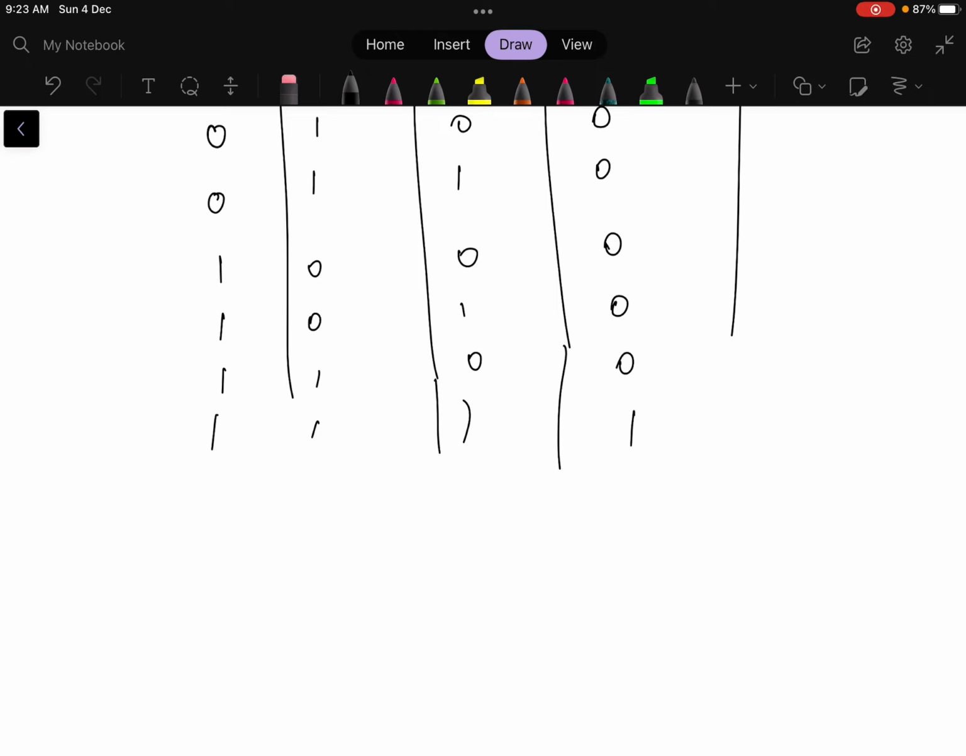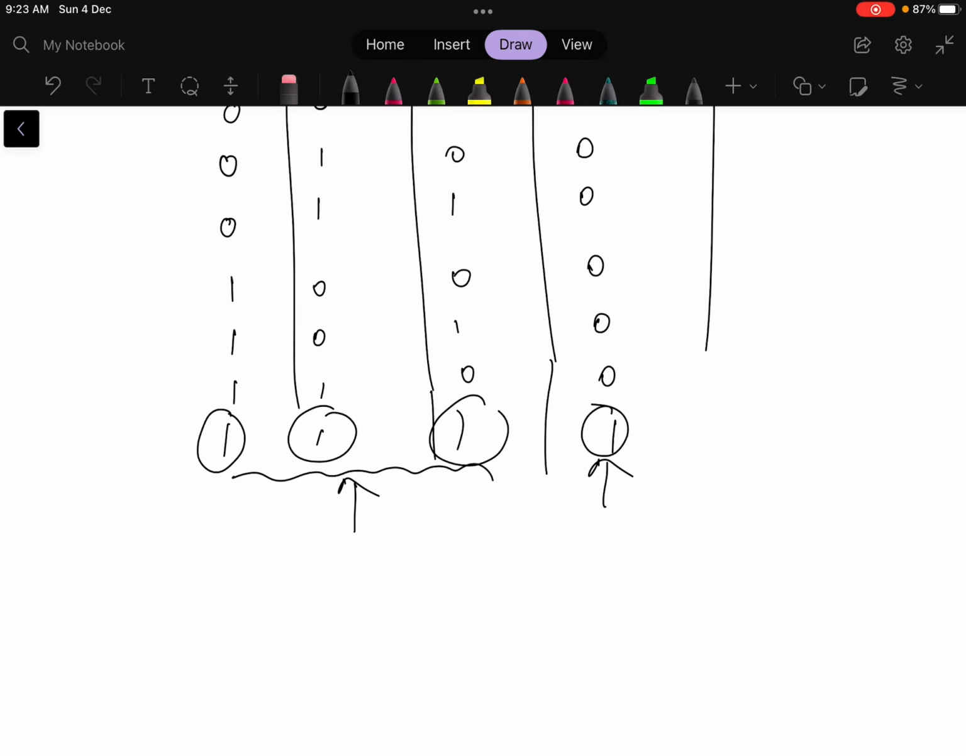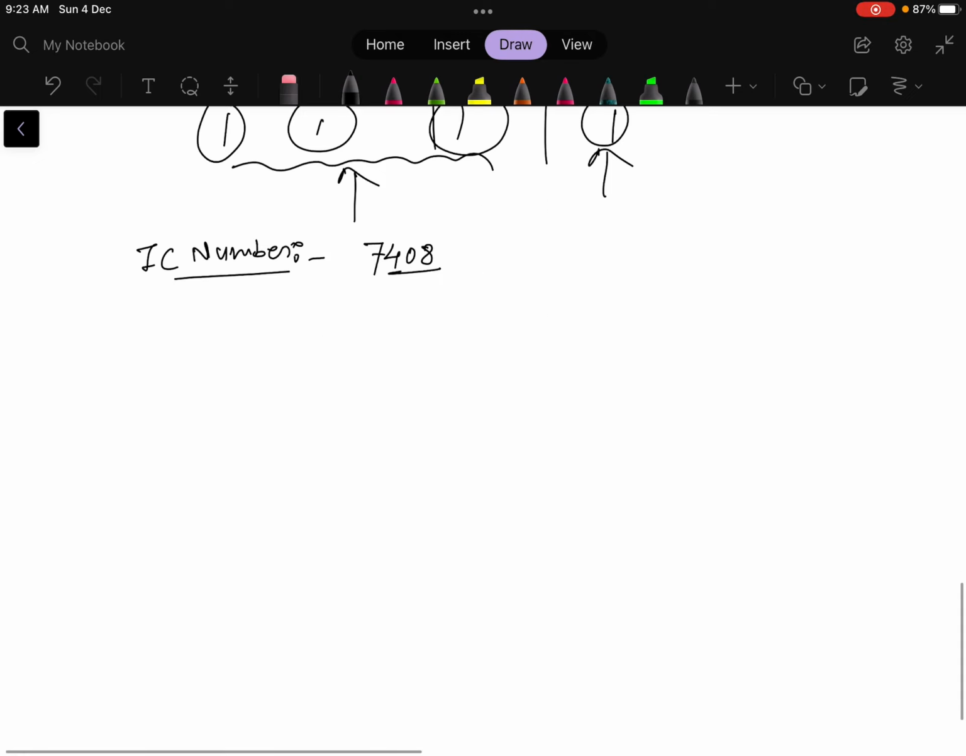The AND gate is a device whose output is 1 when all of its inputs are 1. Whenever all the input sources are 1, the output of this AND gate is 1. So here the AND gate performs as a multiplier. And if we talk about the integrated circuit chip number for the AND gate, that is 7408. This is the IC number of the AND gate.